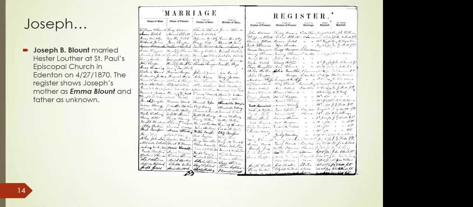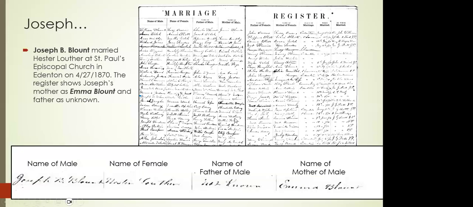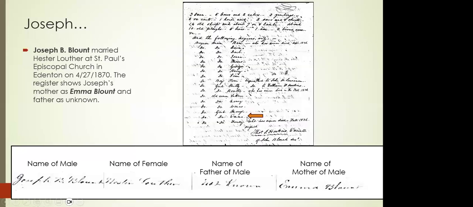The register shows Joseph's mother as Emma Blunt. So here's Joseph, here's Hester, his father, not known, his mother, Emma Blunt. Well, I don't know if you remember, but on that inventory, there was an Emma. And if you look at Emma in 1835-36, she is noted to be a girl. So you have man, you have boy, you have girl, you have old woman, and several old women, and then you go back and you have girl. Mary, Emma, and Fanny, who has passed away, are girls at that time.